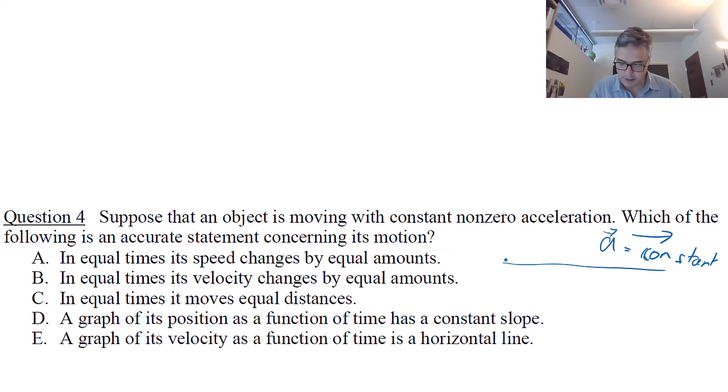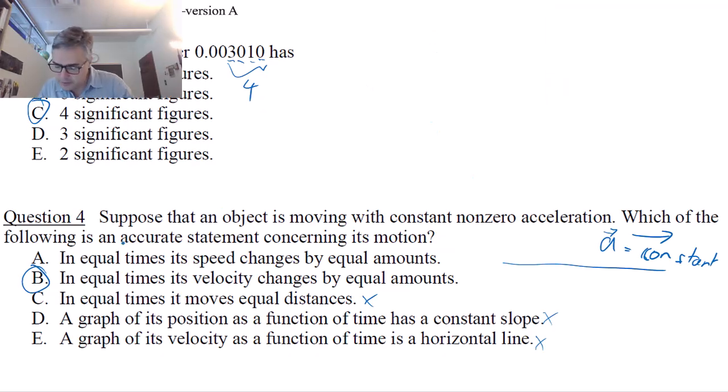Unless it turns around, I guess. In equal times, its velocity changes by equal amounts. I like that one. In equal times, it moves equal distances. That's definitely not true. A graph of its position as a function of time has a constant slope. That's not true. A graph of its velocity as a function of time has constant slope, but it's not a horizontal line. So the answer is B.